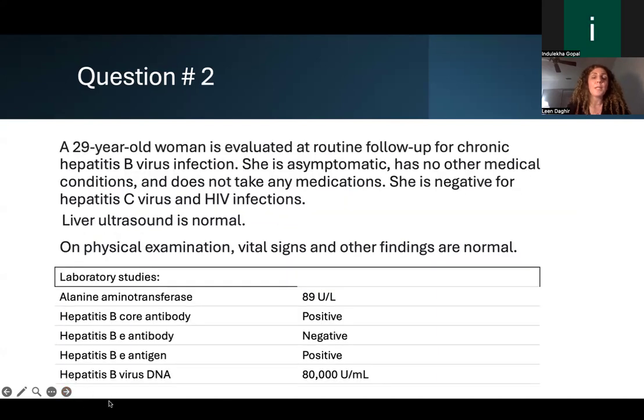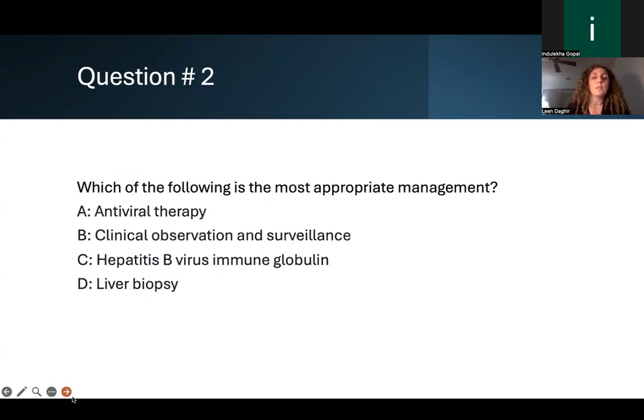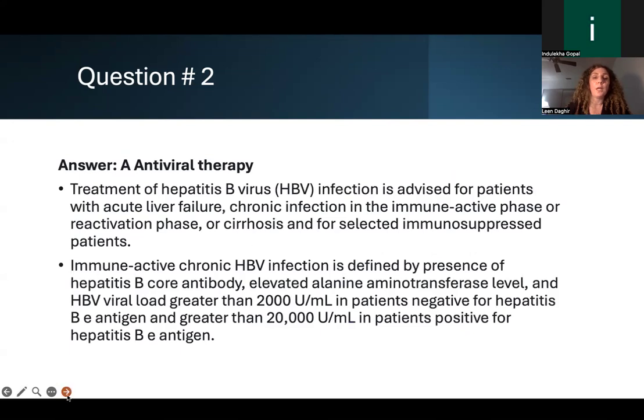Yeah. The next question: a 29-year-old woman is evaluated for routine follow-up for chronic hepatitis B virus infection. She's asymptomatic, has no other medical conditions, and does not take any medication. She is negative for hepatitis C virus infection and HIV. On physical examination, these are the lab results. And the question is, which of the following is the most appropriate management? Antiviral therapy or clinical monitoring? The answer is antiviral therapy.